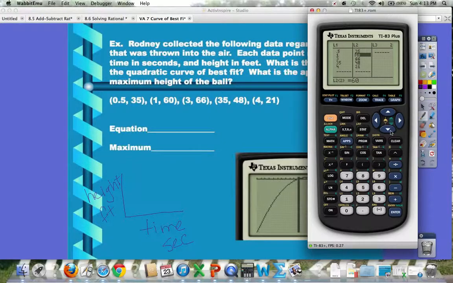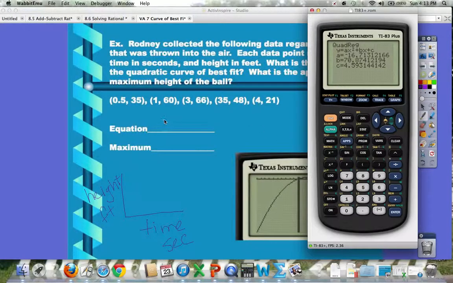All right, let's go down here. Yeah, that doesn't look right. 3.5. That looks a little bit better. All right, stat, calc, 5, enter. That looks much, much, much better. Oh my goodness, that was going to be totally messed up.